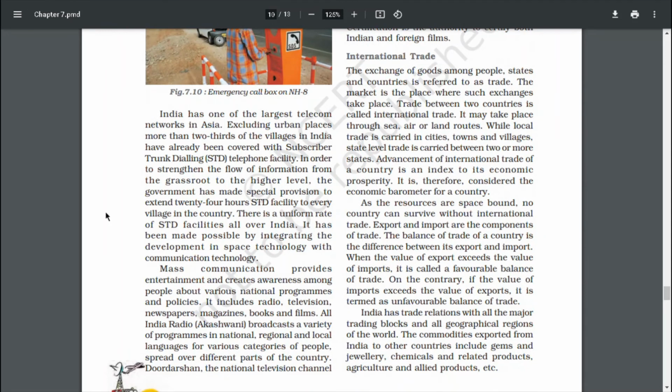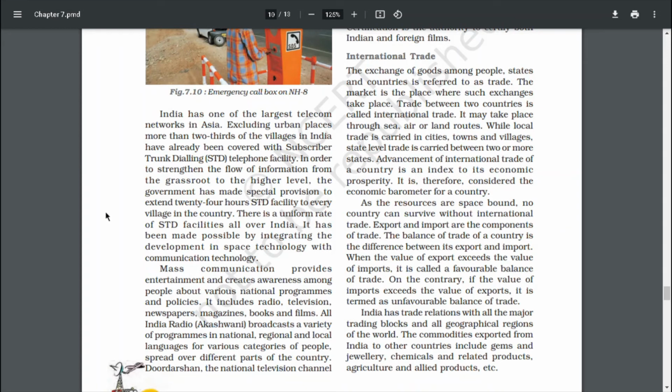India has one of the largest telecom networks in Asia. Excluding urban places, more than two-thirds of the villages in India have already been covered with subscriber trunk dialing, STD, telephone facility, in order to strengthen the flow of information from the grassroots to the higher level.